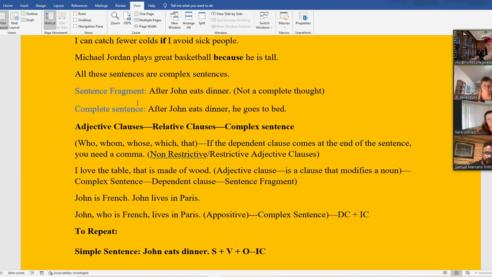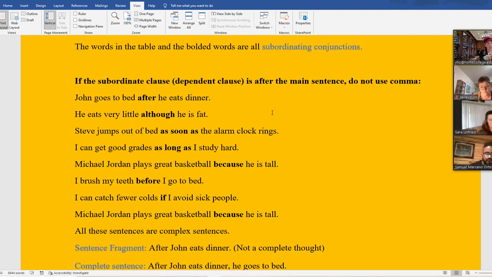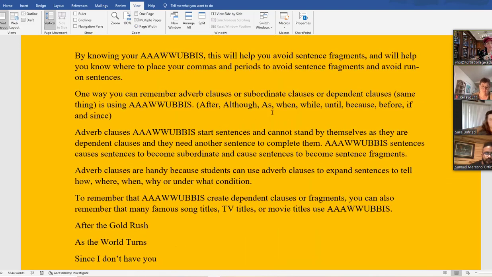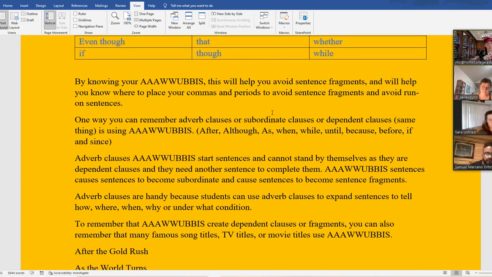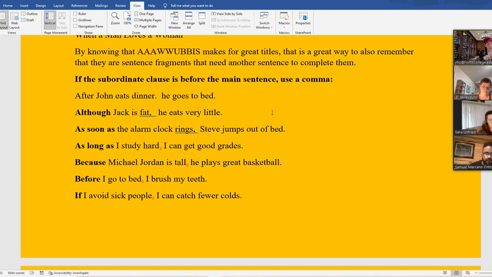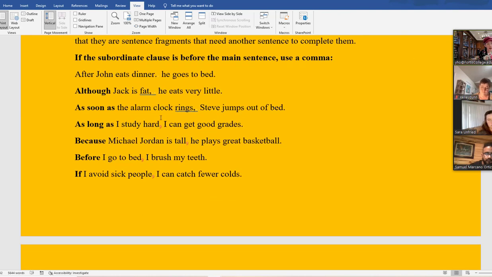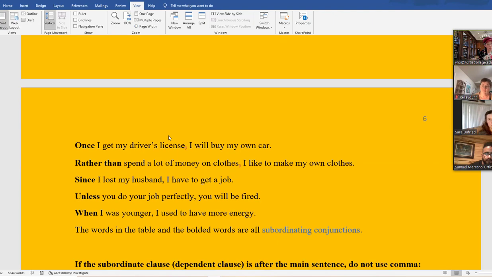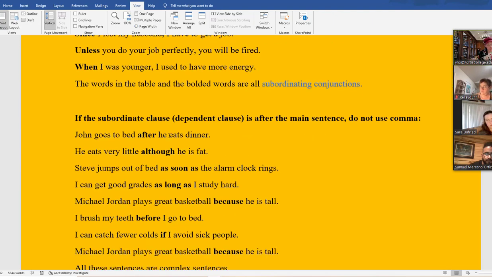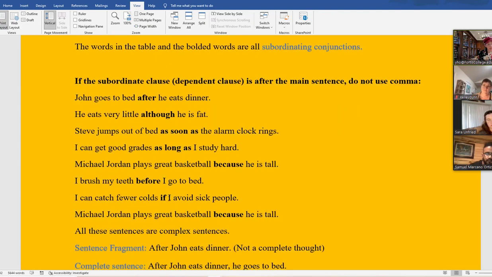And so, sentence fragment: After John eats dinner, not a complete thought, not a complete sentence. After John eats dinner, he goes to bed. So for all of these AAAWWUBBIS subordinating conjunctions, this is the rule: the comma goes when the dependent clause is at the beginning of the sentence, and when it's at the end of the sentence, then no comma.